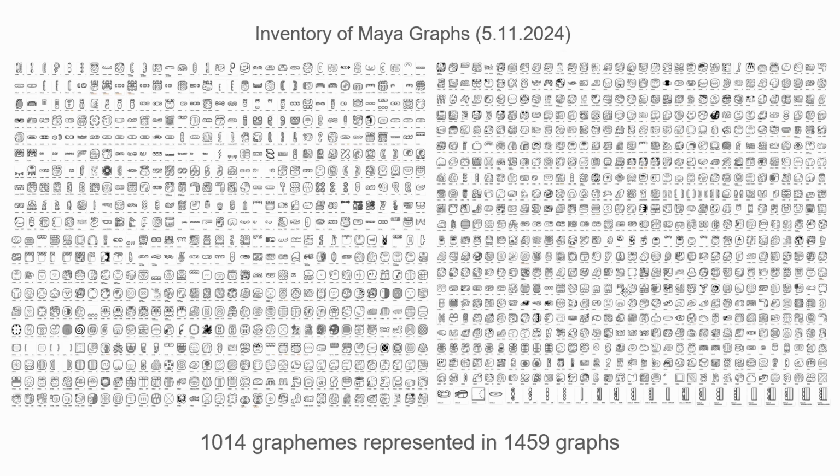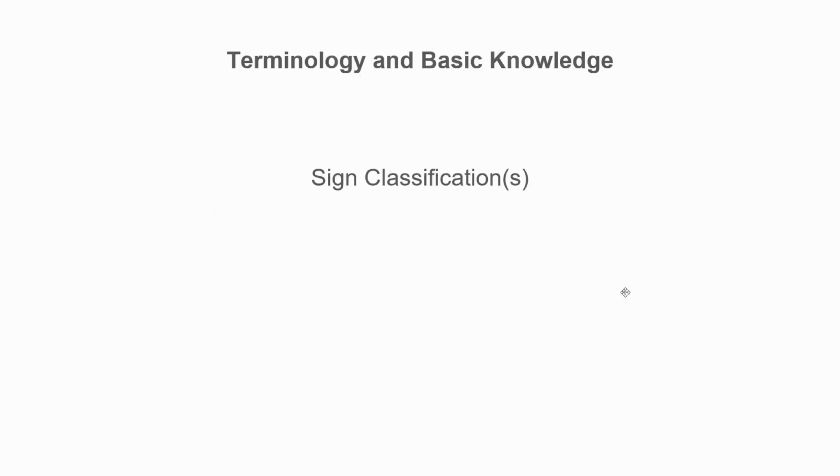The online database will be open very soon. So this has all been redrawn and standardized. And now at the moment we have 1,040 different graphemes represented in almost 1,500 graph variants. So this is the overview of all the words, logographs and symbols we have in Maya writing. It's quite impressive, but there are writing systems that all have more elements.